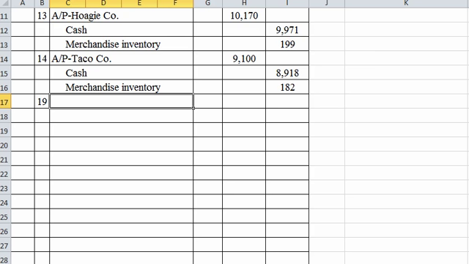Let's think about that for a minute, you guys. That's the true cost of the inventory, right? The purchase price plus delivery charges we had to pay to get it to our store.